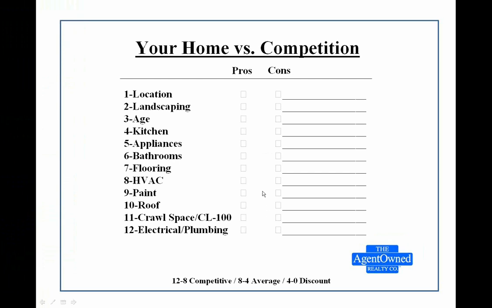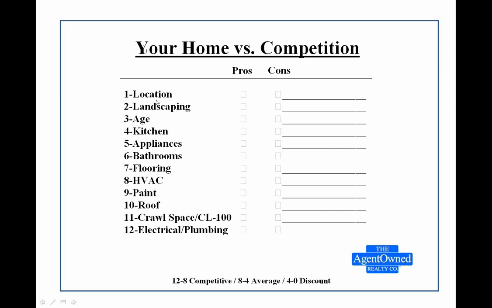Okay? So, guys, listen carefully. I use this as kind of just a ballpark, but what I do is I go through each one and check off the pros and cons, okay? And if you take the left corner 1 through 12 and add it up, you'll see 12 to 8 points is competitive. 8 to 4 is average. Anything under 4 is a discounted property. So we're going to go through it.